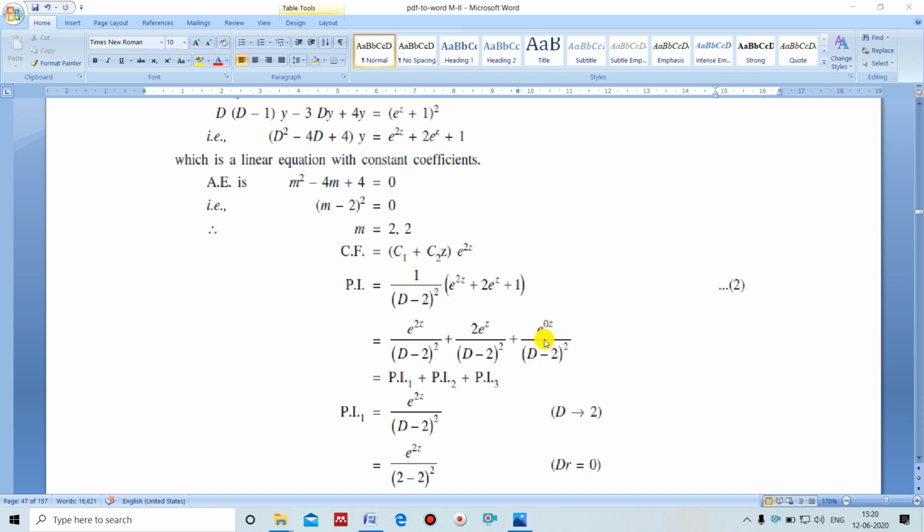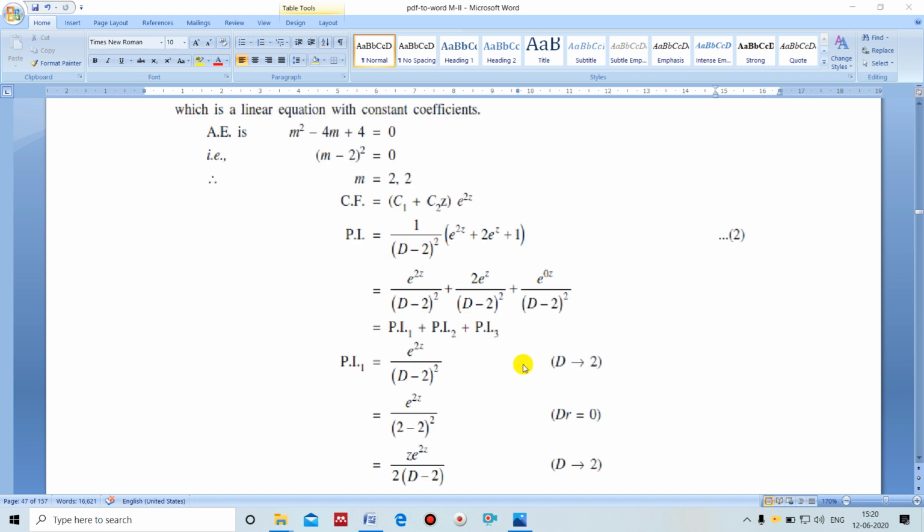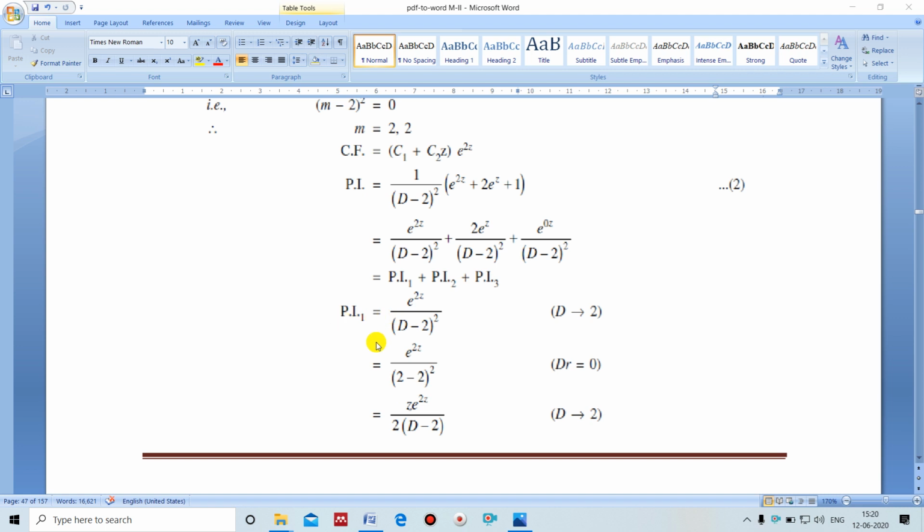You try to solve the particular integral you learned in the previous video. So there is particular integral 1, particular integral 2, particular integral 3. Solve them one by one. Particular integral 1 is e^(2z) divided by (D - 2) whole square. It is type 1, so D is replaced by the coefficient of z, that is 2. If you put D = 2, the denominator is 0.